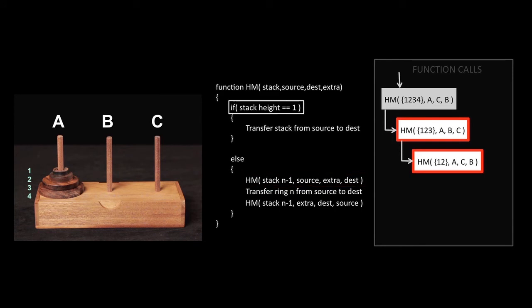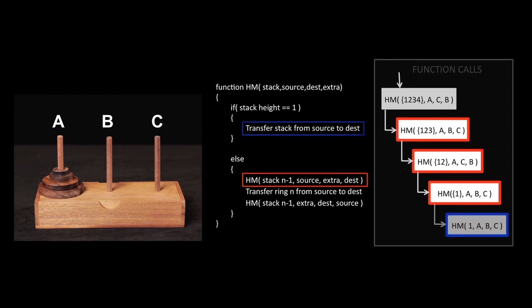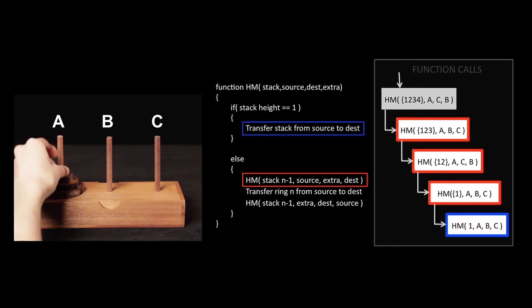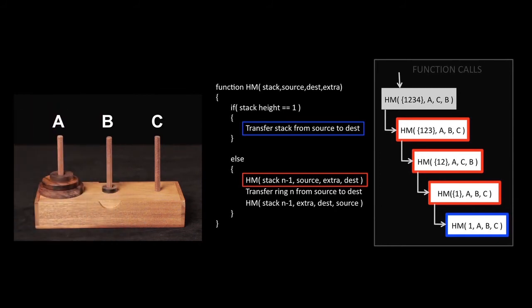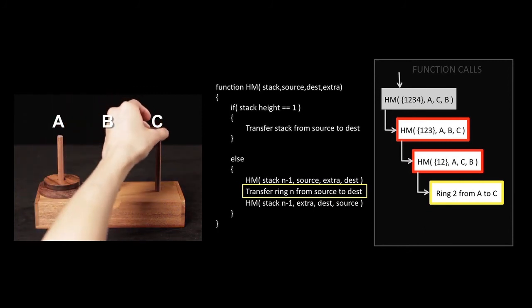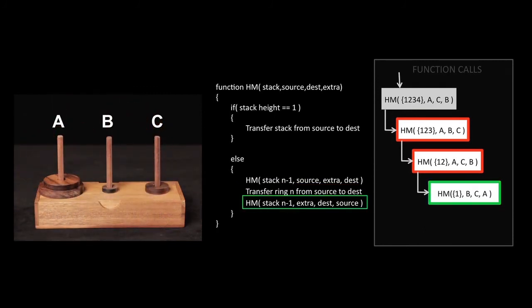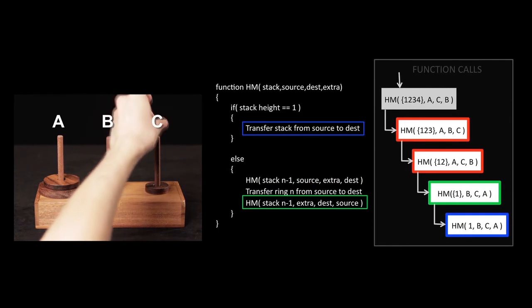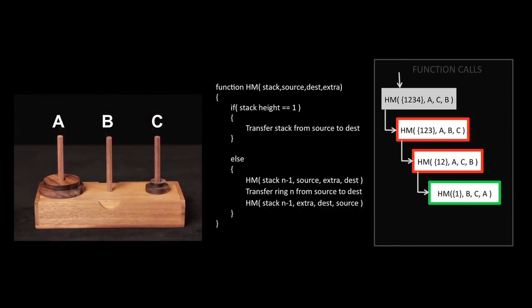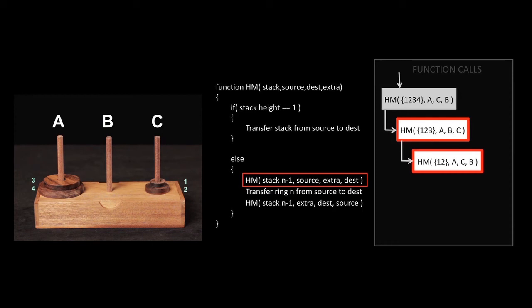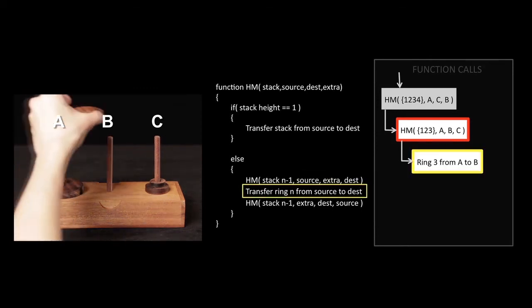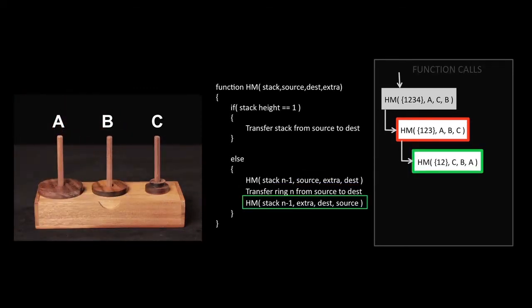We're still not transferring 1 ring, so let's transfer 1 ring from A to B. And we can finally move this single ring. Now we return to the previous call and can move ring 2 from A to C. Then we transfer our n-1 stack from B to C. This results in transferring 2 rings from A to C. Returning one more step back, we move ring 3 to B. Now we transfer 2 rings from C to B.